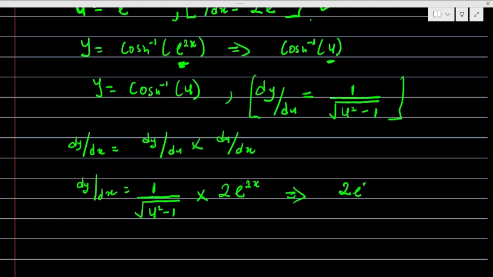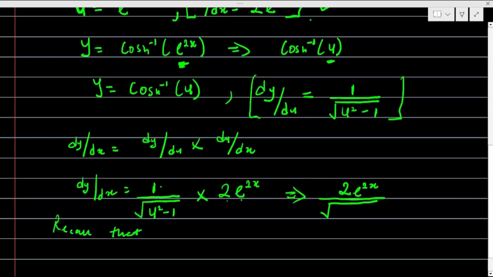So we just use 2 e raised to 2x to multiply our numerator here, which is 1. Then everything over the square root of. Now recall that u is equal to e raised to 2x, right? So we are going to plug it back here. Instead of writing u squared, we are going to be writing e raised to 2x, but everything will be all squared, right? Minus 1.